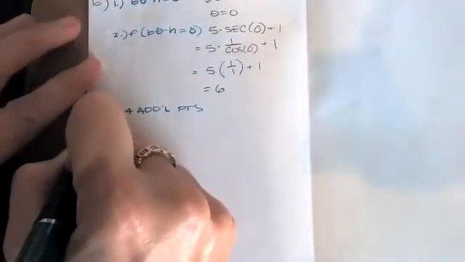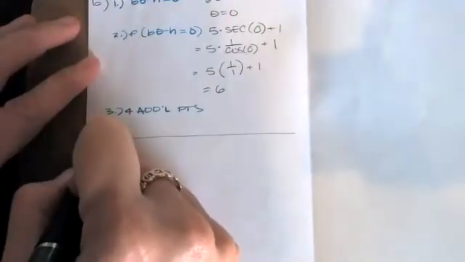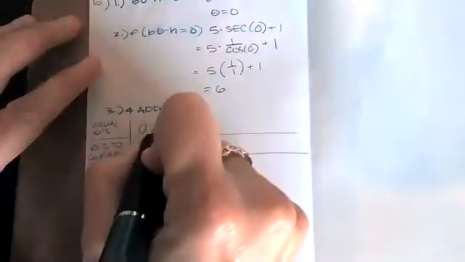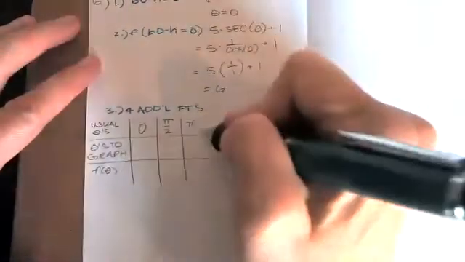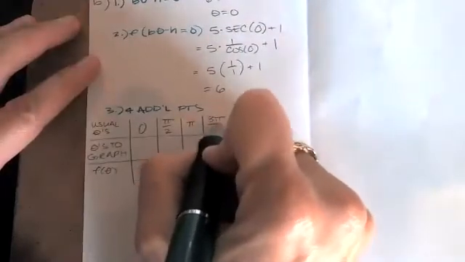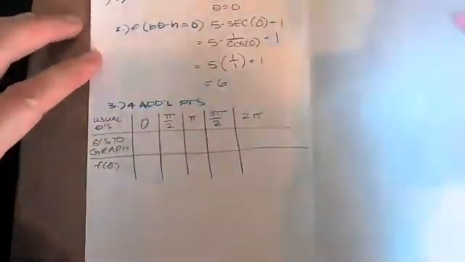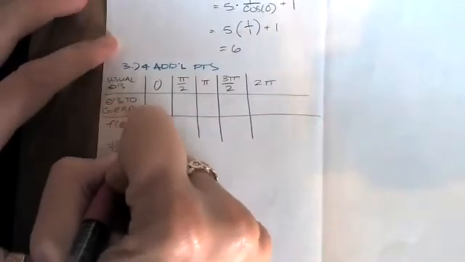Okay, so for our 4 additional points, we'll have our usual theta, the thetas to graph, and then f of theta. So this will be 0, pi over 2, pi, 3 pi over 2, and 2 pi.